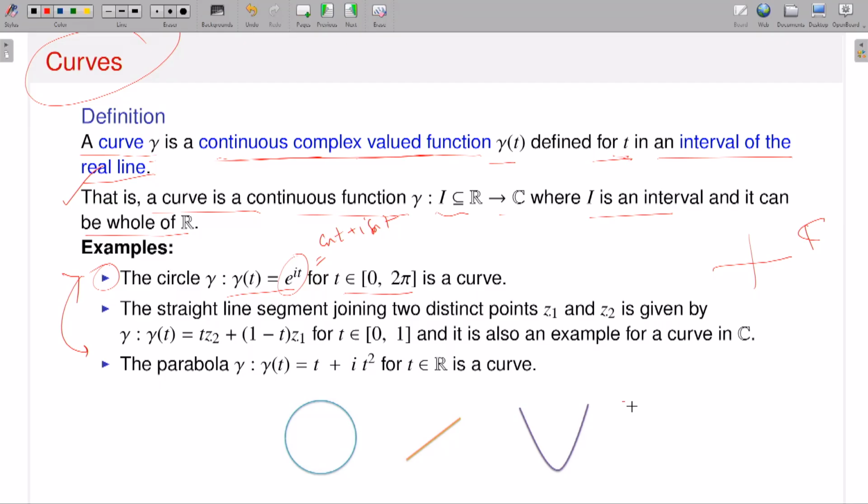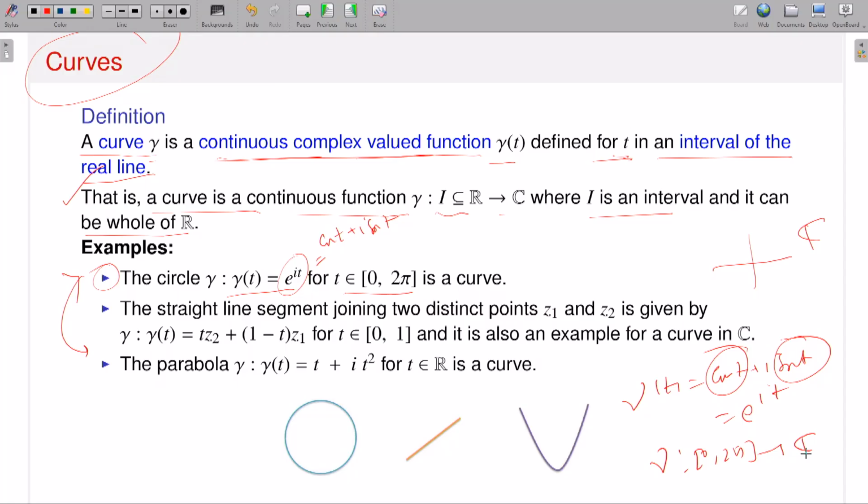And why is it a curve? Because your gamma of t, which is cosine t plus i sine t or e to the it, I already discussed that t goes to e to the it, so this is a continuous function. Why is it a continuous function? Because this is a continuous function, and this is a continuous function. Since the component functions are continuous, my function gamma is a continuous function. So it is a map from the closed interval 0 to 2 pi to C. Therefore by the definition of curves, it is a curve.